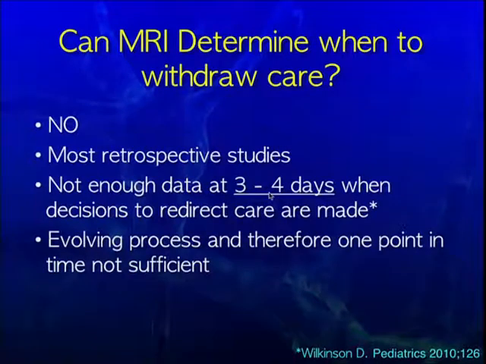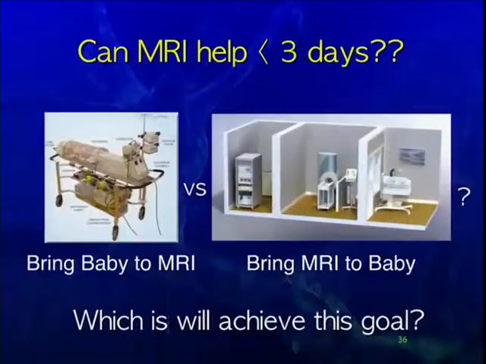Can we use MR to determine when to withdraw care? No, not yet. We don't have the data to do it. Why not? We don't have the imaging at the bedside. These kids are too sick to bring to the scanner when the decisions need to be made. So can we change the equation?